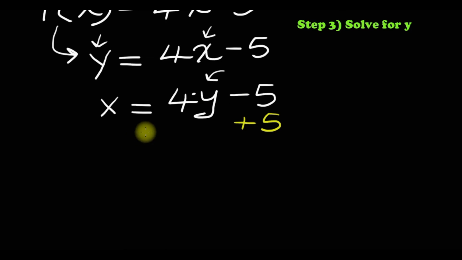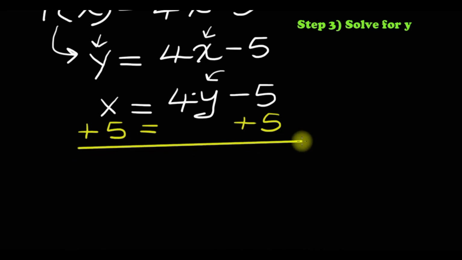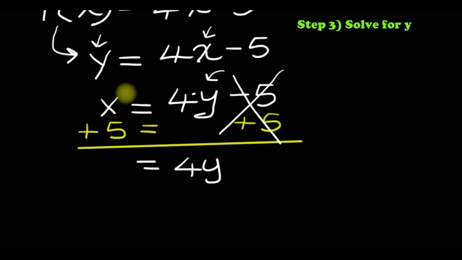If you do it to the right hand side, you got to add 5 to the left hand side of the equal sign. So we're adding 5 to both sides. Now negative 5 plus 5 is gone, and we're going to bring down the 4y and the equal sign. When you add these two terms, you're going to get x plus 5.